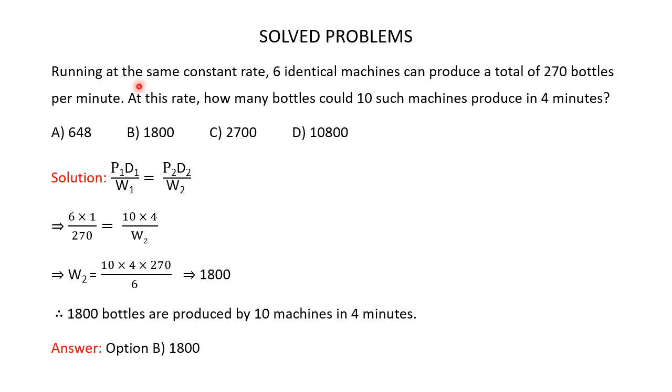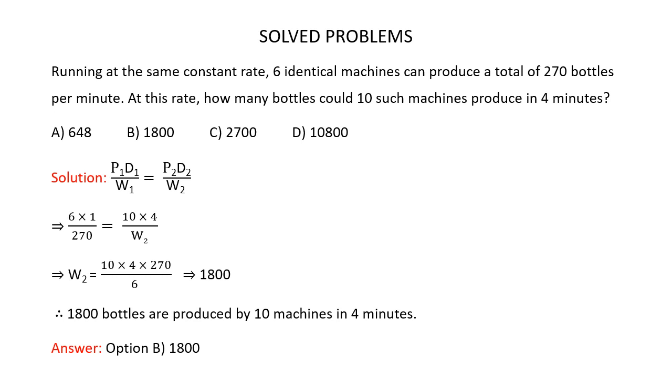Running at the same constant rate, six identical machines can produce a total of 270 bottles per minute. At this rate, how many bottles could 10 such machines produce in 4 minutes? You are given four options here and you have to find out which of these options is the correct one. So as you can see, the number of bottles produced in the first case and the second case would be different. So the amount of work done is different.